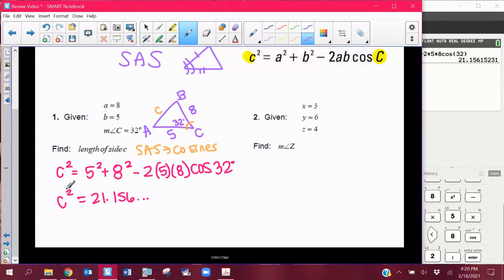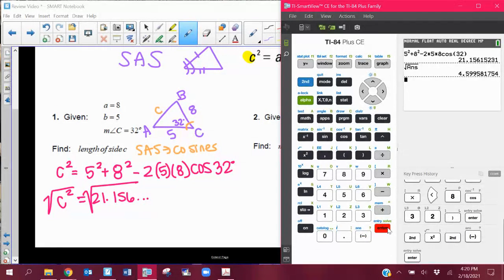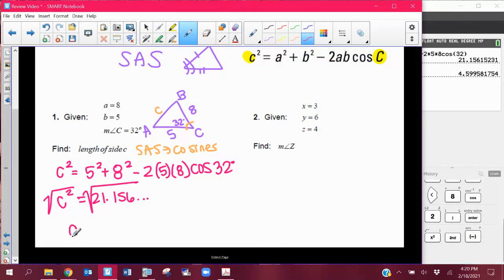And if you notice, oh, look, this is actually c squared. So I do have to take the square root of both sides at this point. And yes, I could have typed this in under the square root to start. That would have been fine. But if you need to take the square root of your answer, again, it's the second squared sign. And it didn't tell me where to round here, so I'm just going to round to the nearest tenth.